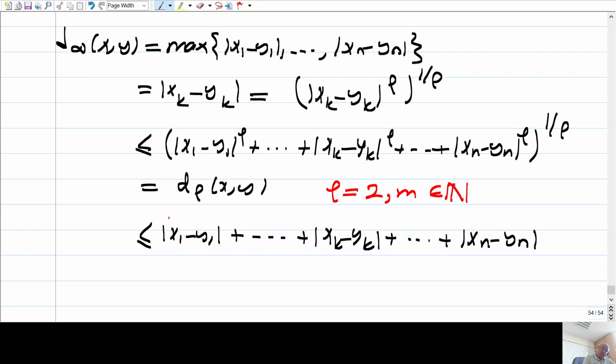Why is that? Because when you take the root power of this, you get the root power of each term, so you get this expression plus mixed terms. Then when you take the root, you will have these terms plus the mixed terms. Therefore, this expression is larger than this one. So I leave this to you as an exercise.